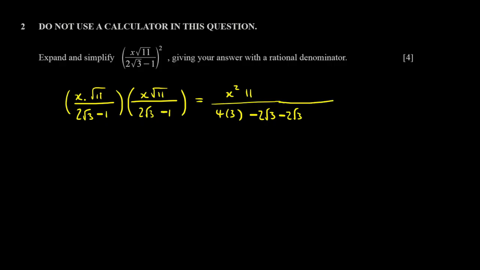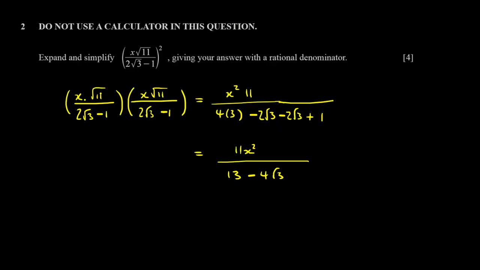Let me just expand that a bit. And then we're going to have negative 1 times negative 1, which is positive 1. Okay, well, we probably want to simplify that denominator a little bit. So we'll first write 11x squared all over. We're going to have 4 times 3, which is 12, plus 1, which is 13. We've got minus 2 root 3 minus another 2 root 3, which is minus 4 root 3. Okay, well, that doesn't look like it will simplify.